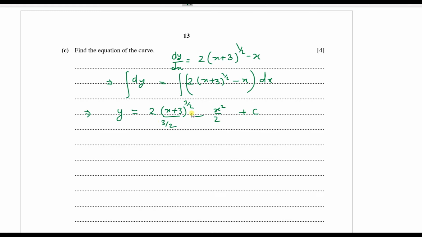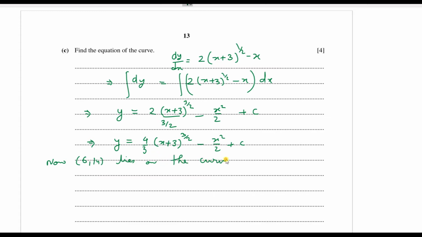Now we can simplify a little bit more and rewrite it as y equals 2 multiplied by 2, which is 4 over 3 times (x + 3) raised to the power 3 by 2, minus x squared over 2, plus c. Now since (6, 14) was a stationary point, it means that it lies on the curve. Though it is a stationary point, it should still lie on the curve. So it means (6, 14) lies on the curve.